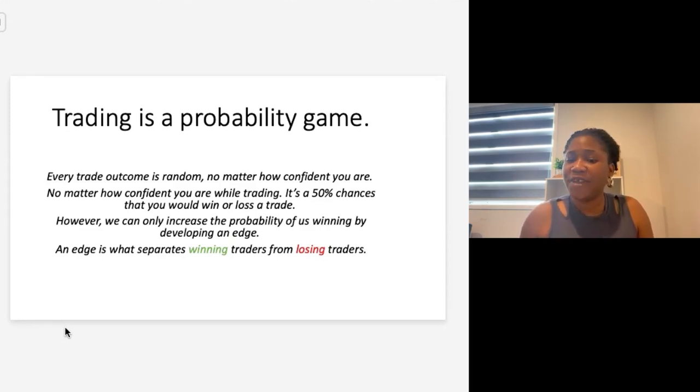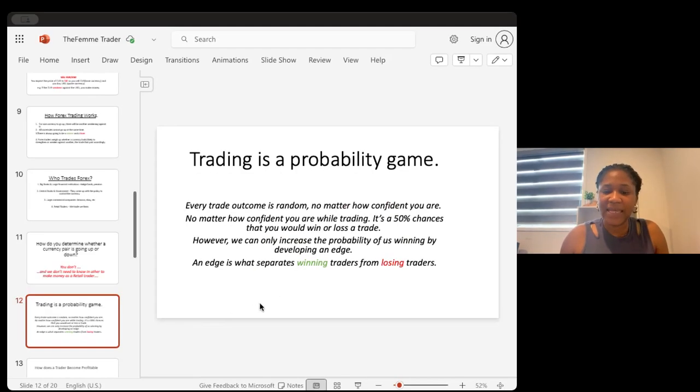Every trade outcome is random. No matter how confident you are while trading, it's a 50% chance that you would win or lose a trade. However, what you can do to increase the probability of winning is by developing an edge. So what is an edge? An edge is what separates winning traders from losing traders. So I'm going to explain that in detail.